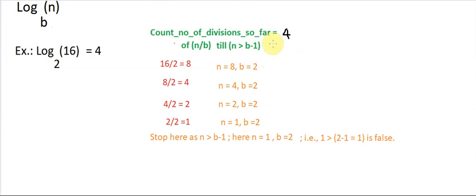So the number of divisions that occurred in order to reach the base value as n is 4, right? This is my terminating condition, because now n is 1 and 1 is not greater than 2 minus 1, which is 1. So I terminate my loop, stop, and return the number of divisions occurred so far. That is my answer as well. Let's look at both the iterative and recursive method code.